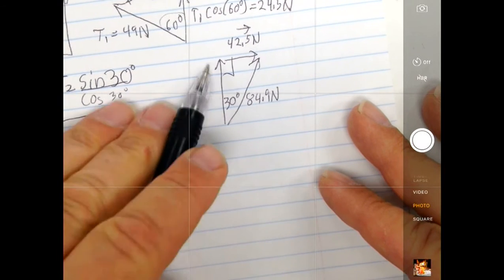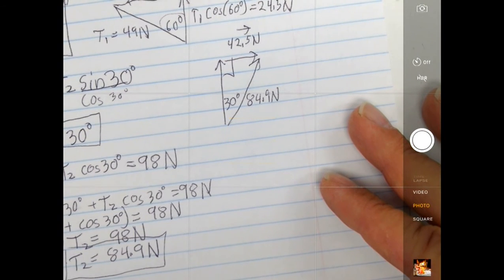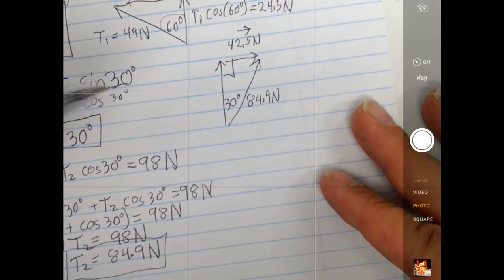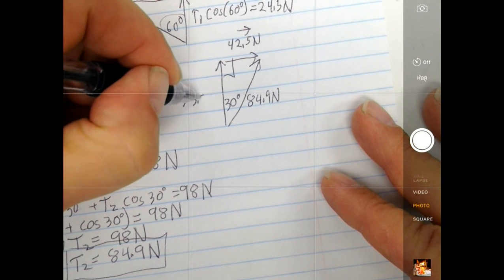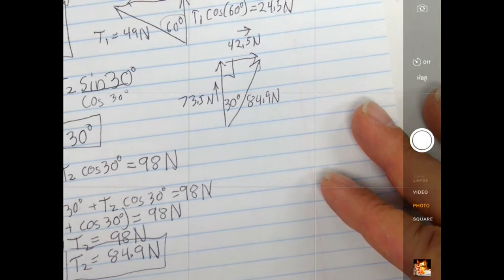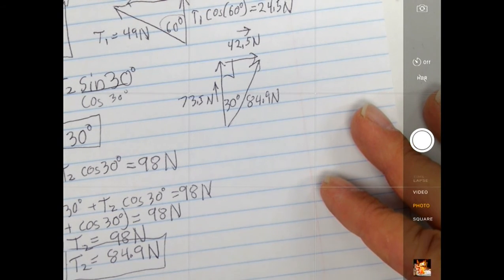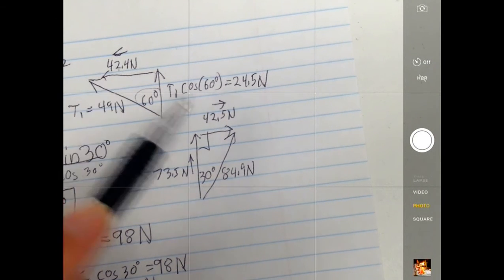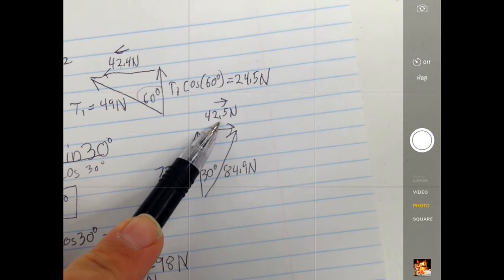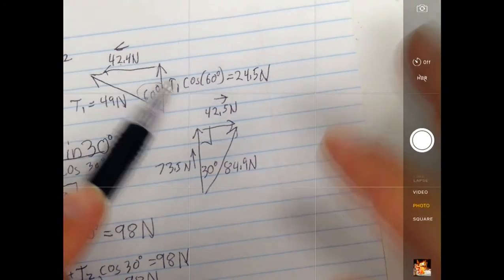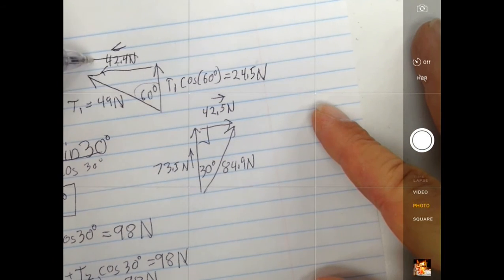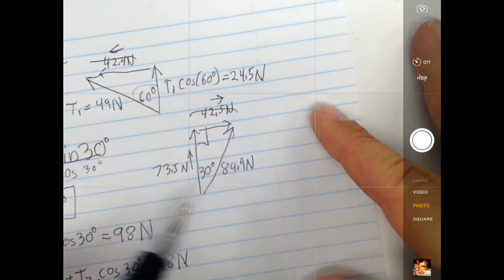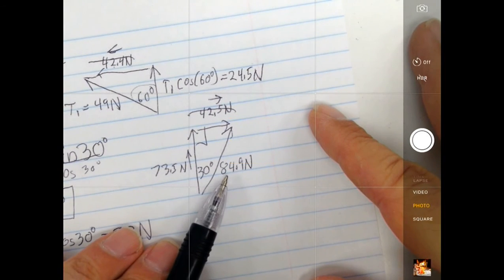The vertical component would be 84.9 times the cosine of 30 degrees. And I get 73.5 newtons, pulling it up. Now, does that make sense? 42.4 newtons to the left, 42.5 newtons to the right. Within round-off errors, they do indeed cancel each other out because this 84.9 was rounded.